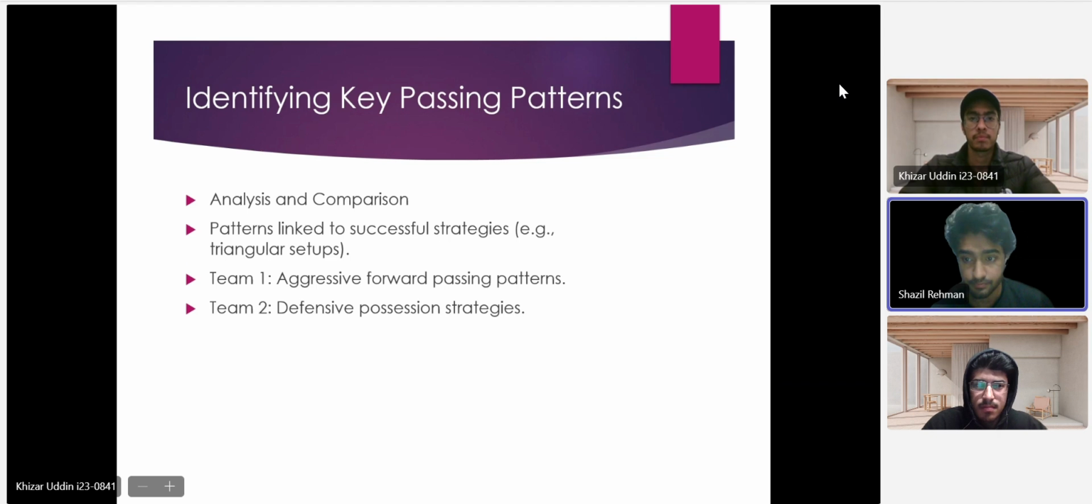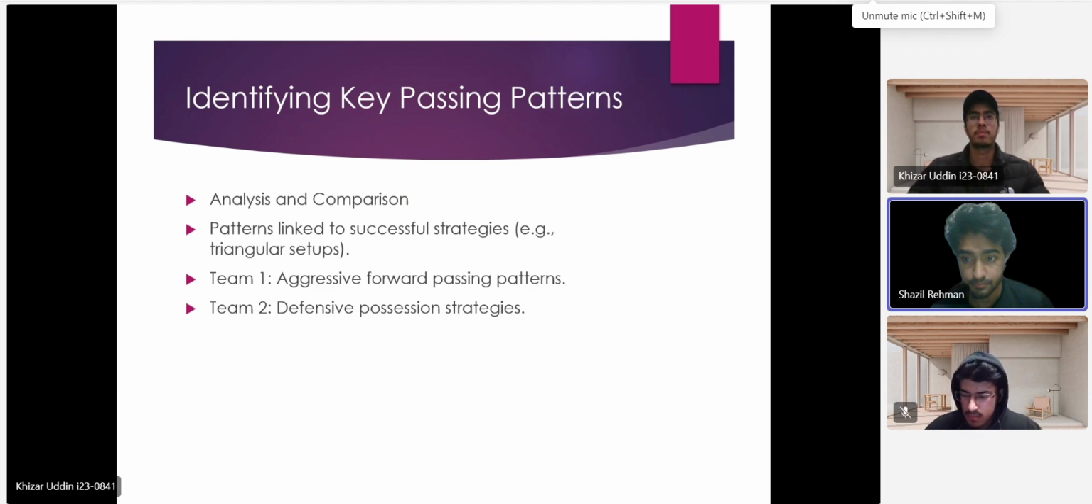My name is Shazil Rahman, and now I would like to talk about identifying key passing patterns. Once the graph was ready, we identified the key passing patterns. For instance, triangular setups often indicate coordinated play strategies. We observed that Team 1 employed an aggressive forward passing style, while Team 2 focused on defensive retention. These patterns align with real-world football strategy and demonstrate how passing dynamics influence gameplay. Next slide.